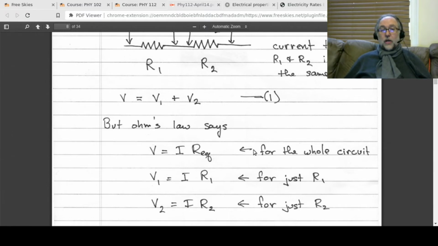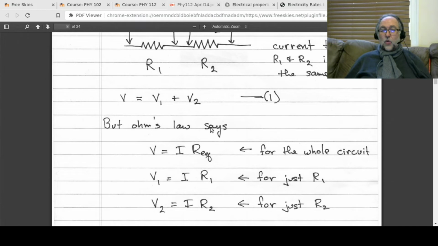So if you apply it to the whole circuit, you're just going to get that the total voltage drop across both of them is going to equal the current, which is the same throughout this problem, multiplied by the effective resistance. That's just Ohm's law applied to the whole circuit. But if you apply Ohm's law just to R1, then the voltage drop across R1, V1, is going to equal the current, which is the same for all of them, multiplied by R1. And the same thing for R2. The voltage drop across R2 is V2, and that's just going to equal the current through R2 times R2. So there we go.